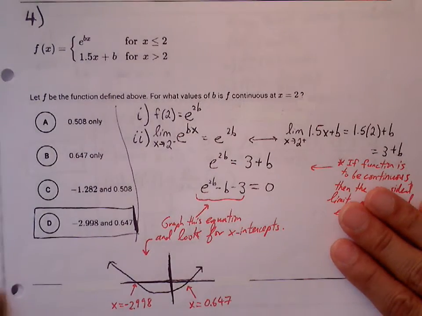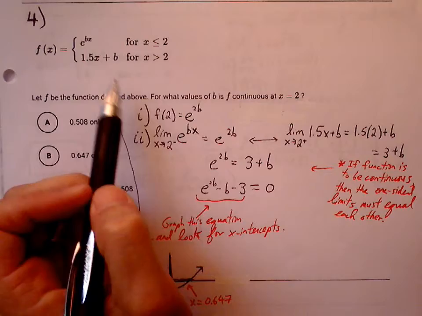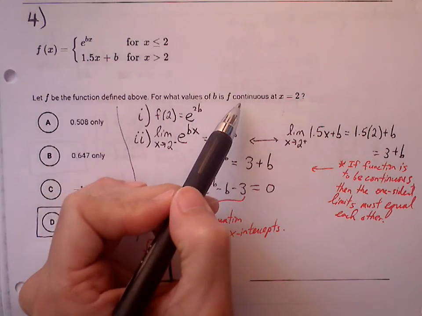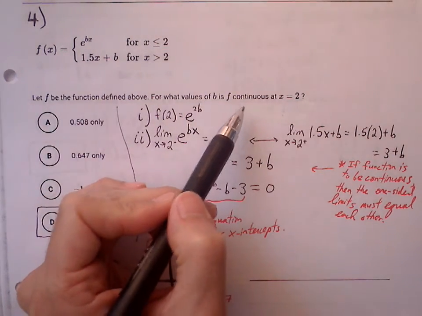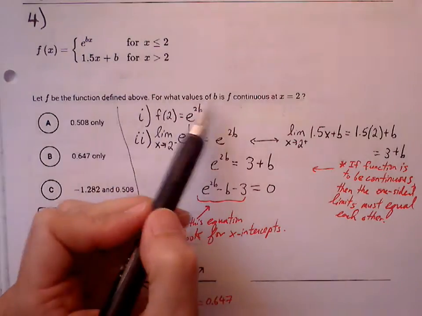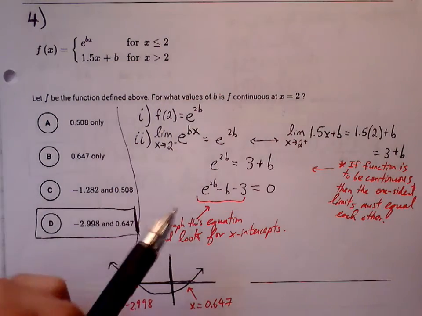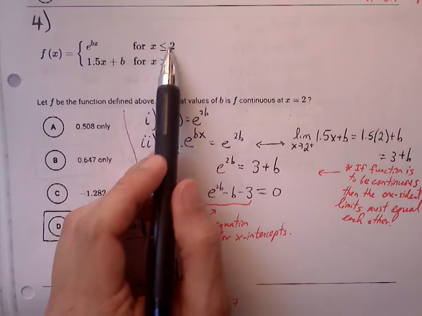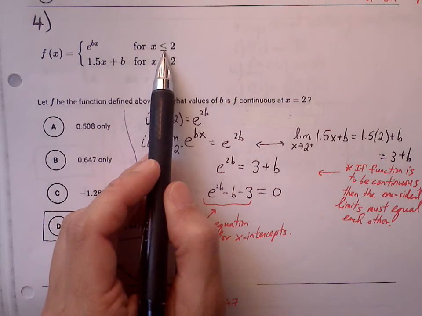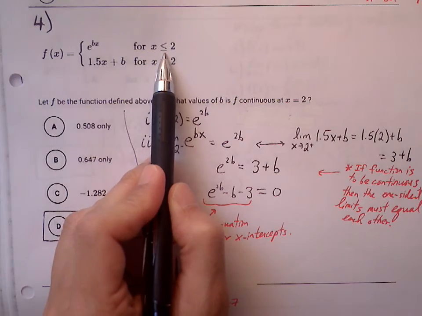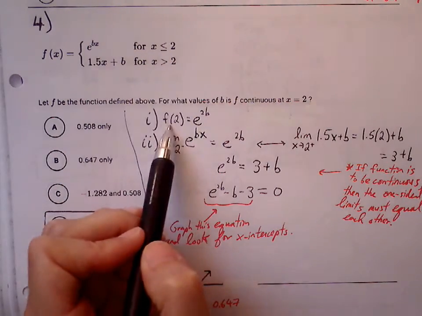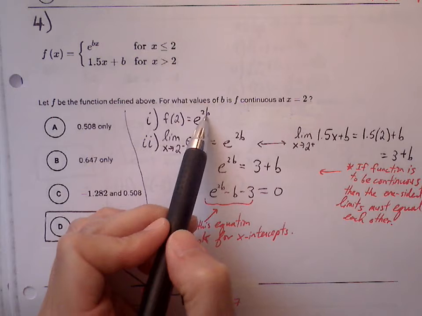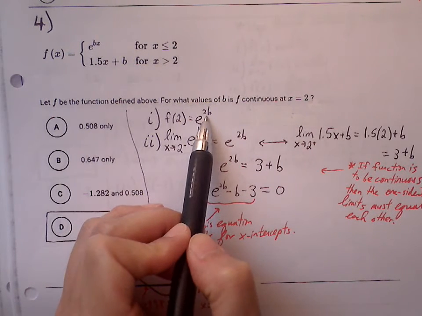Okay, number 4, look at the function f of x. For what value of b is our function continuous at x equals 2? So again, I'm just going to go through my continuity conditions here. First condition, does the point exist? At 2, the point is defined at this first piecewise function because of the equal sign here. So f of 2 is equal to e to the 2b. I don't know what the b value is, so I'll just leave that alone.